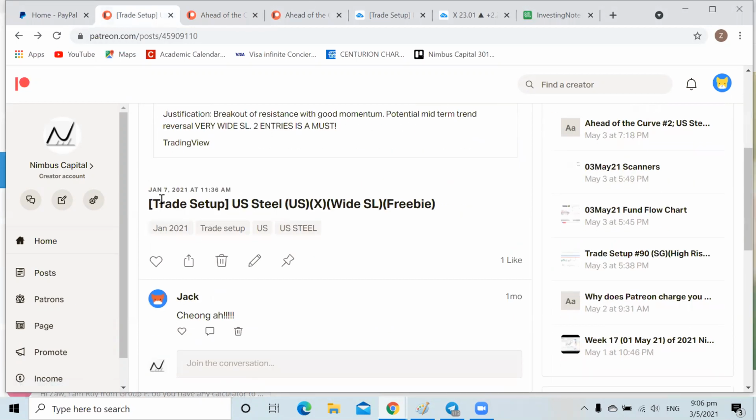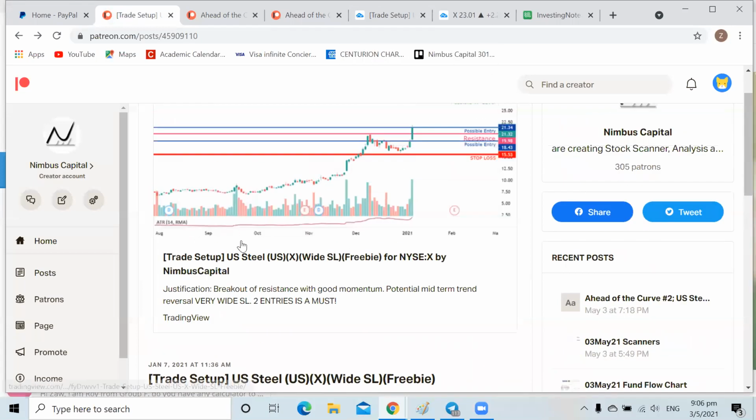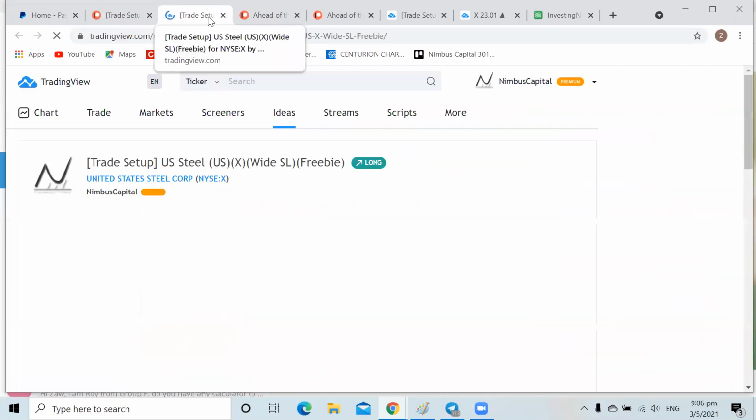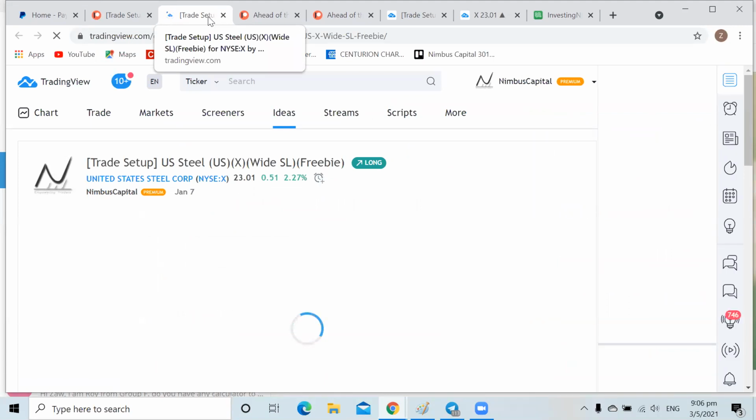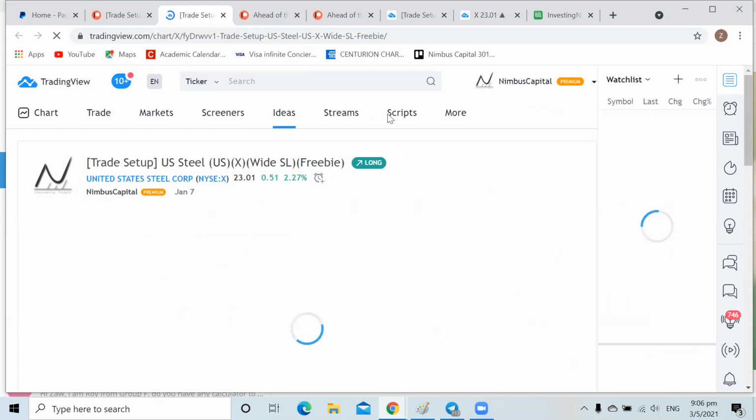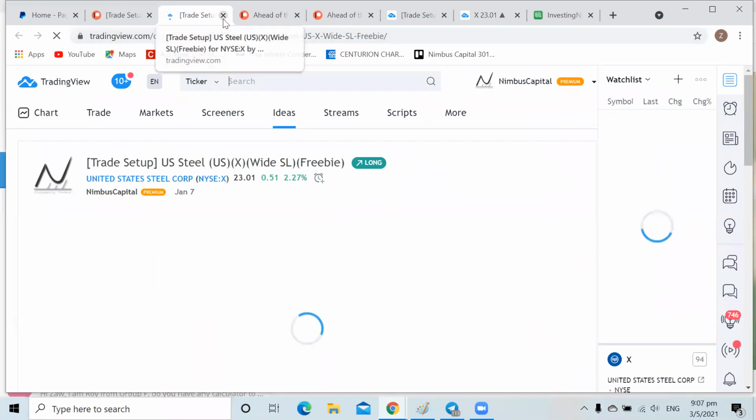So you can see here, trade setup: US Steel. This was actually posted on January 7th. If we look at the TradingView link, if you click on it, it will bring you straight into the TradingView link. For those who are not familiar with Patreon, you can actually click on some of the images. Okay, it's a bit laggy, but never mind. I already got the link open here.